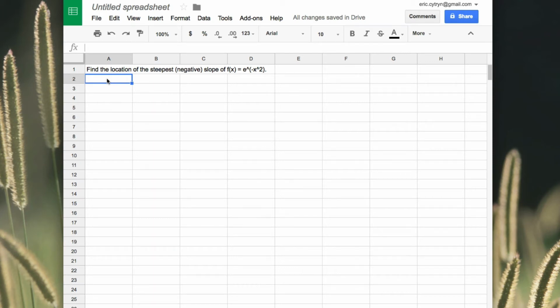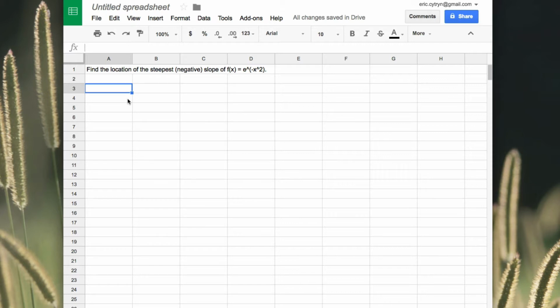In this video, I'm going to show you how to use a spreadsheet to find the location of the steepest slope of a function. In this case, we're going to look at the function e to the minus x squared. And we're going to look for the steepest negative slope. This is an even function, and it's sort of a bell-shaped curve. And so we're going to look for the steepest slope to the right of the origin.